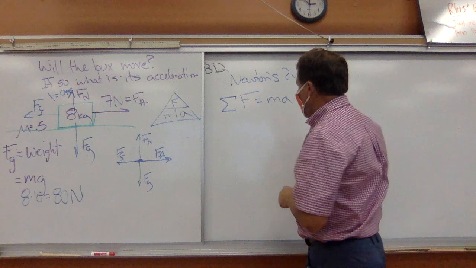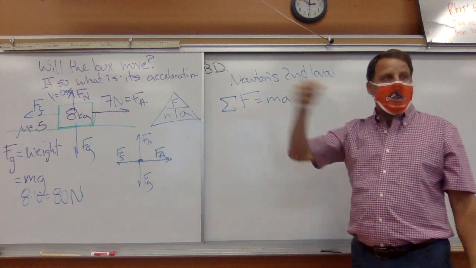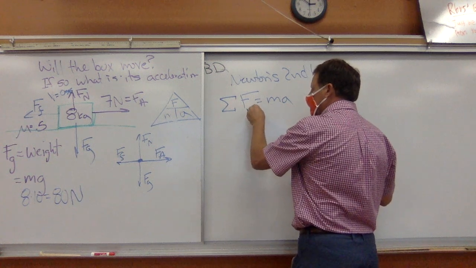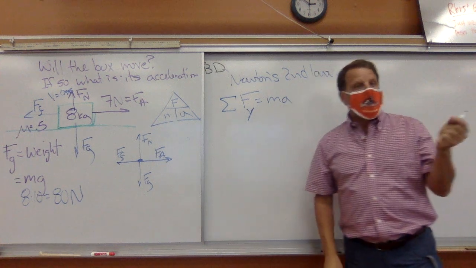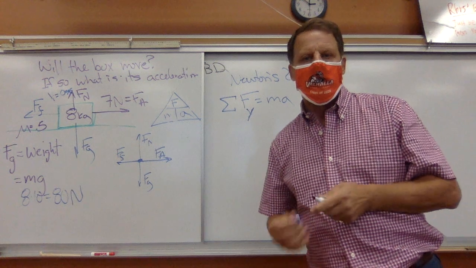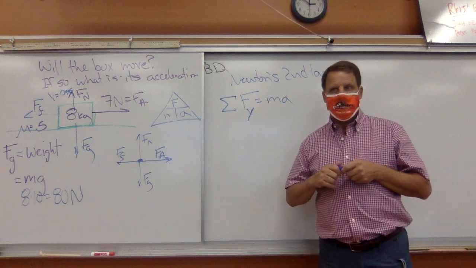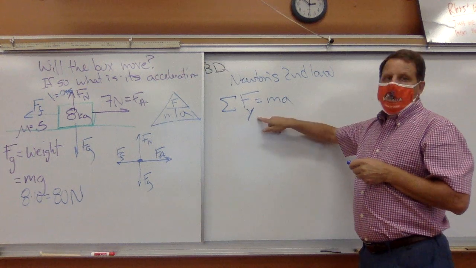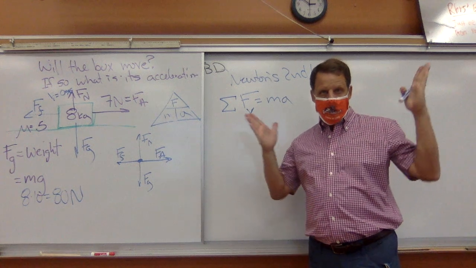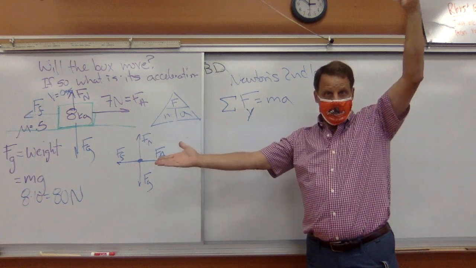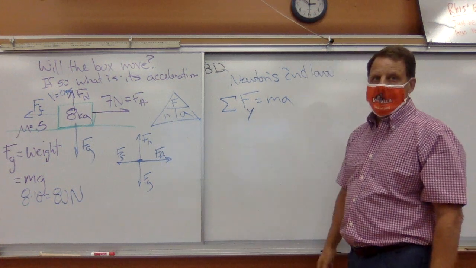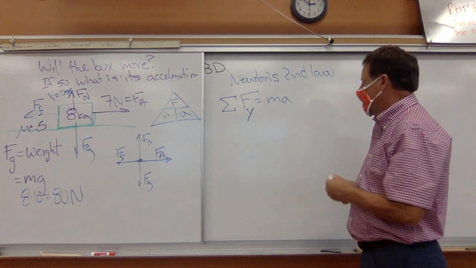Okay, so now what we're going to do for this problem right here is we're going to first start out with the sum of the forces in the y direction, okay? And this y means up and down. It means vertical. And you guys in math, you're going to have the x coordinate and the y coordinate. So the x is the horizontal and the y is the vertical. So we're going to talk about the y direction, okay?